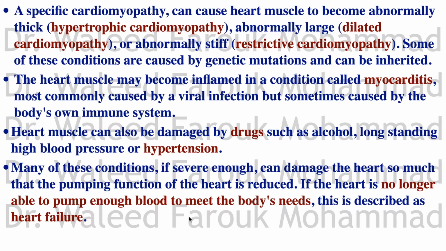Also, a specific cardiomyopathy can cause heart muscle to become abnormally thick, or hypertrophied. It's called hypertrophic cardiomyopathy, or abnormally large, called dilated cardiomyopathy, or abnormally stiff, called restrictive cardiomyopathy. Some of these conditions are caused by genetic mutations and can be inherited.